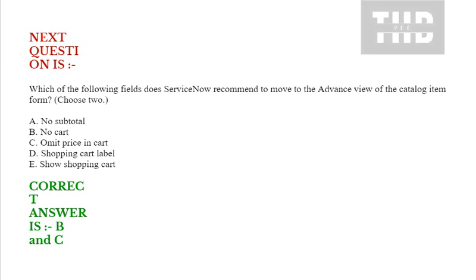Next question is, which of the following fields does ServiceNow recommend to move to the advanced view of the catalog item form? Choose two options. Option A, no subtotal. Option B, no cart. Option C, omit price in cart. Option D, shopping cart label. Option E, show shopping cart. Correct answer is option B and option C.